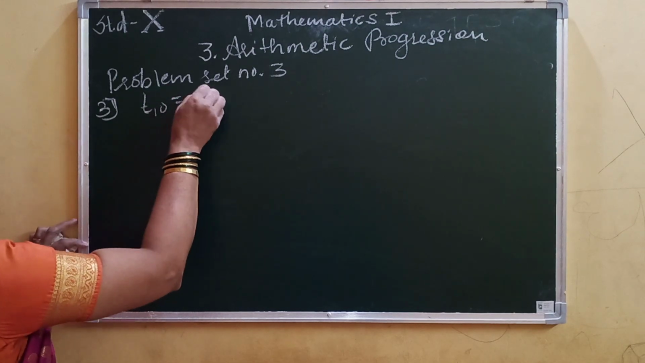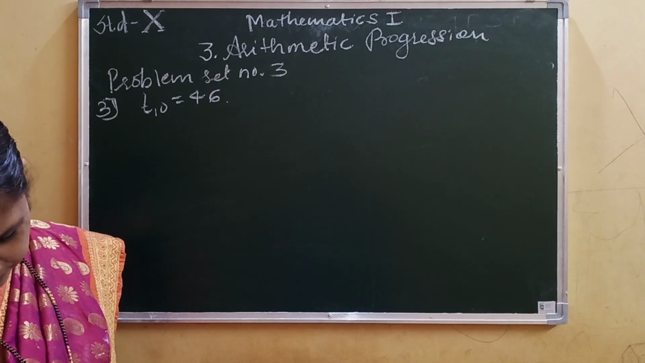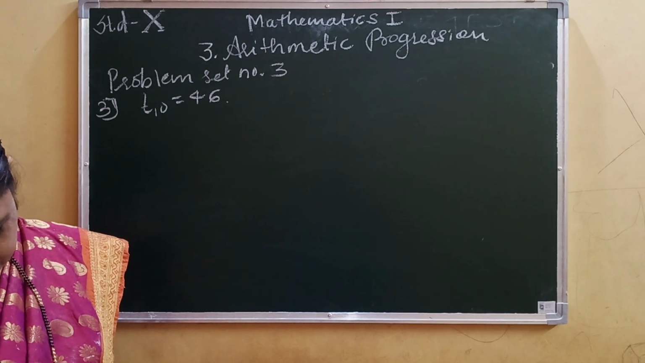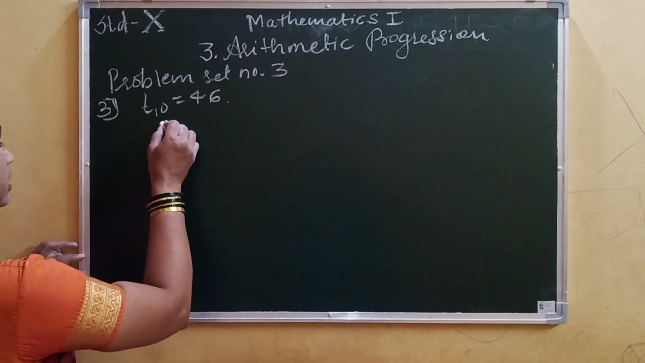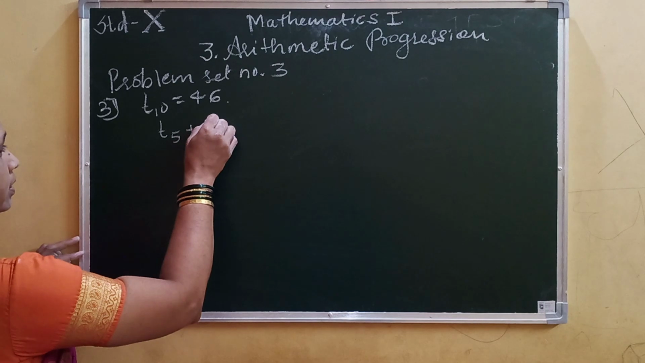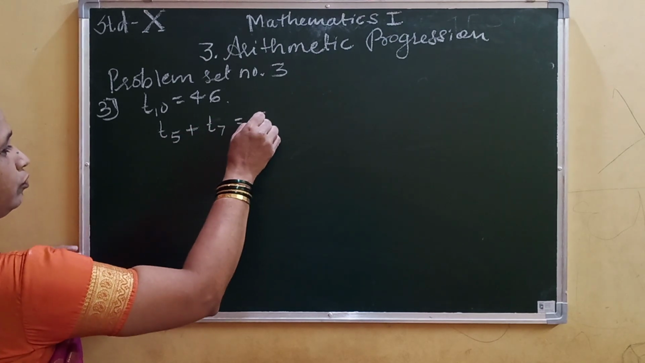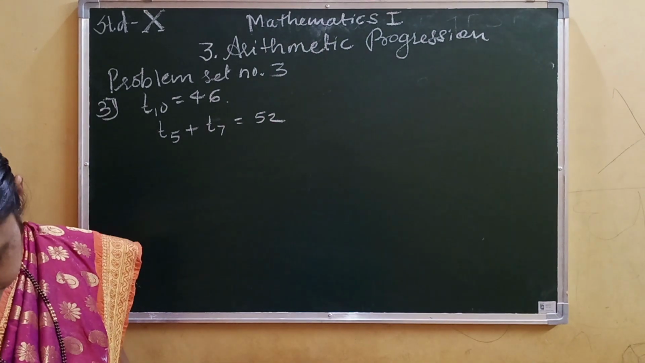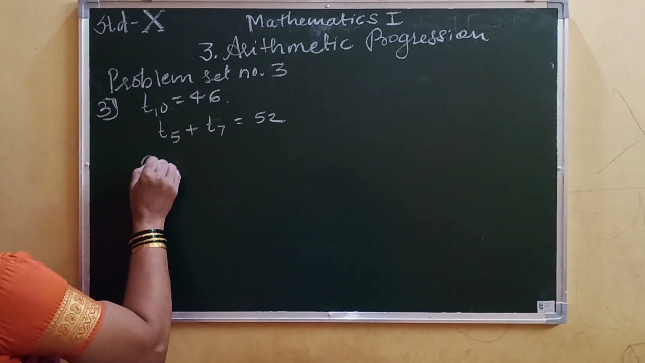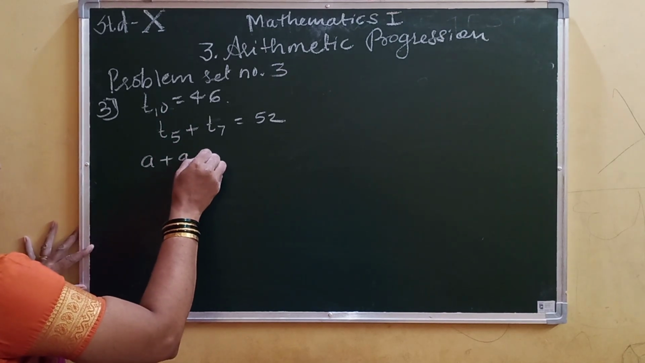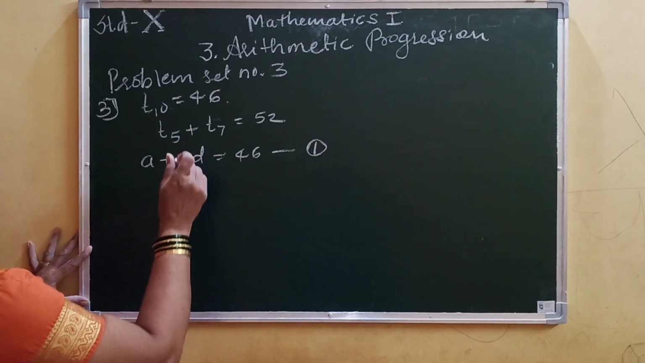T10 is equal to 46. Okay. Then after that, what is given? Sum of 5th and 7th term is 52. Means T5 plus T7 is equal to 52. This is given, 5th and 7th. Okay. Now T10 means what? A plus 9D is equal to 46. This is equation 1. Now this we have to simplify.